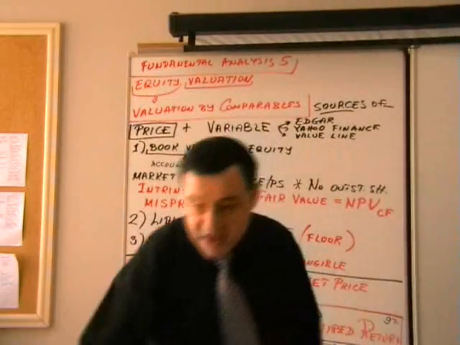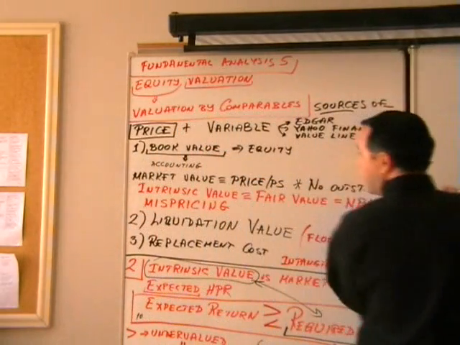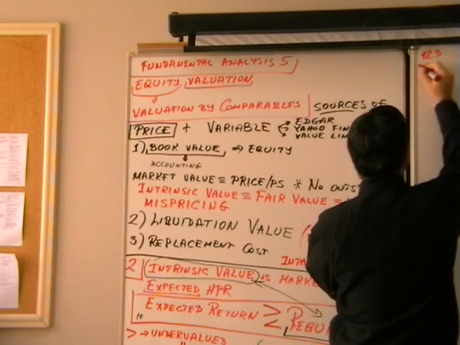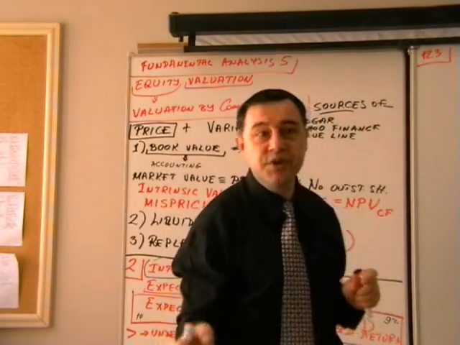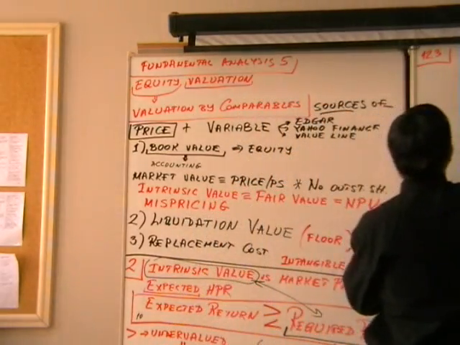Now we continue with the concept of dividend discount models, section 12.3. So in my book it is 12.3. In the new edition it's going to be 13.3, dividend discount models.